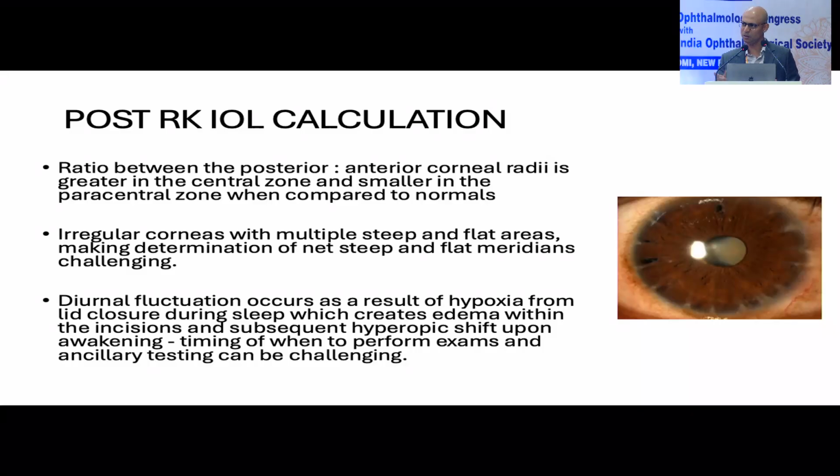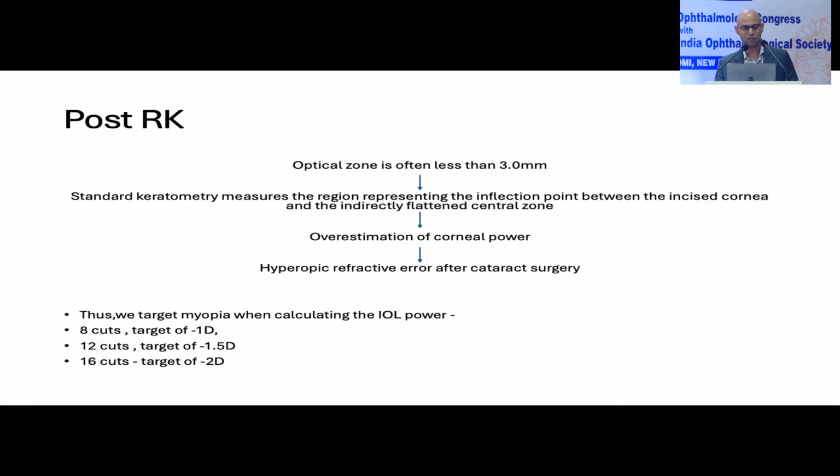Do I have time? So here the ratio between the anterior posterior is greater in the central zone and smaller in the paracentral zone when compared to normal eyes. And there's a lot of element of irregularity also, because these are manually made cuts, so the cornea is not very uniform. And third problem is there are diurnal fluctuations. The K values change from morning to evening and over a period of time. So that gives us a lot of problems.